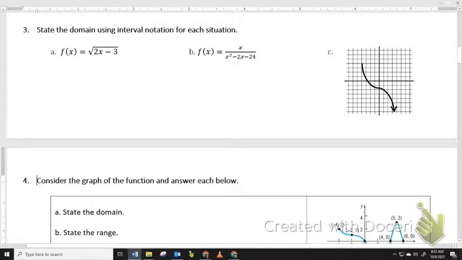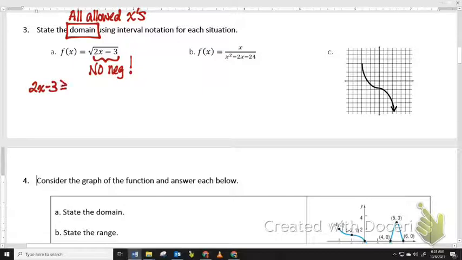Talking about the domain. So domain means I'm talking about what values? X's. Domain is all allowed X's. When I'm thinking about a square root, what has to be true about the part under the square root? It has to be positive, or 0. No negatives. So I would do 2x minus 3. I want that to be greater than or equal to 0.